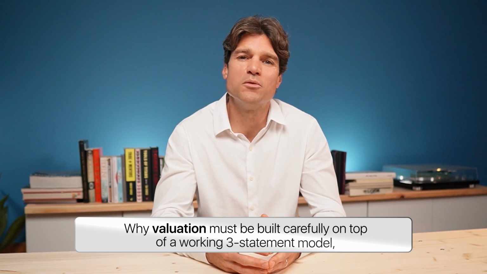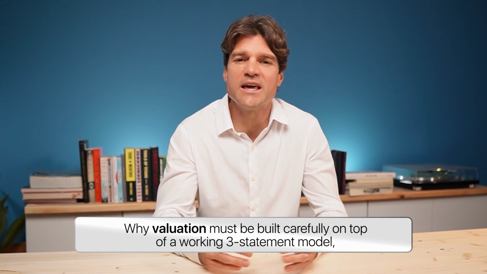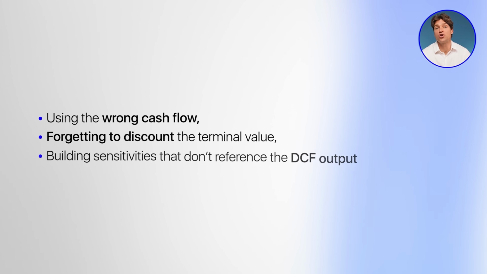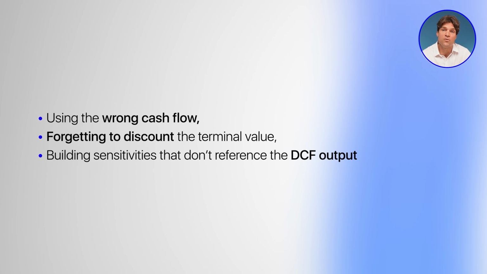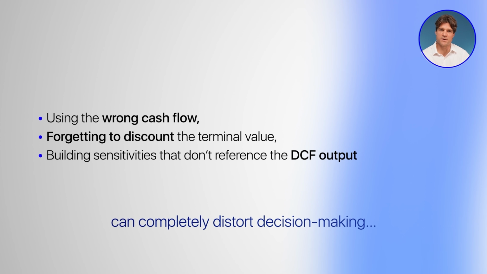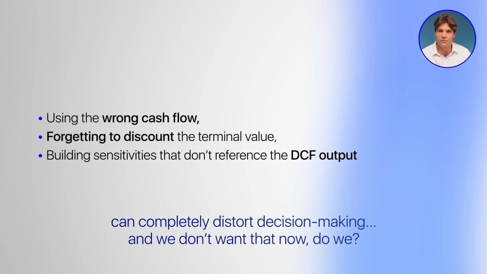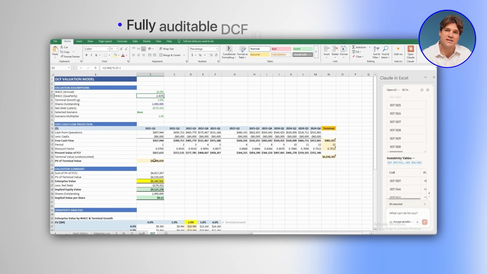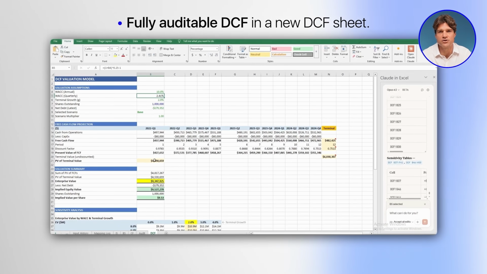Okay, so in stage 6, I'm going to explain to you why valuation must be built carefully on top of a working 3-statement model, because even small mistakes here can mislead leadership when things count. Now, using the wrong cash flow or forgetting to discount the terminal value or building sensitivities that don't reference the DCF output can completely distort decision making, and we don't want that for obvious reasons. Now, this is precisely why we produce a fully auditable DCF in a new DCF sheet.